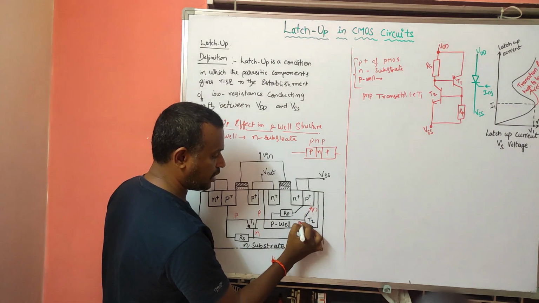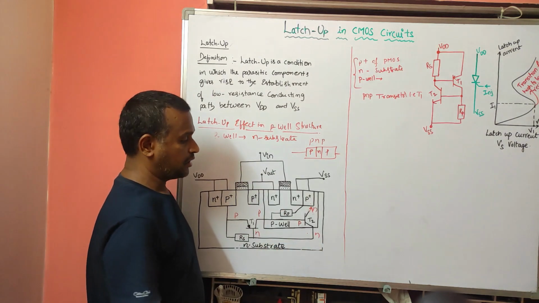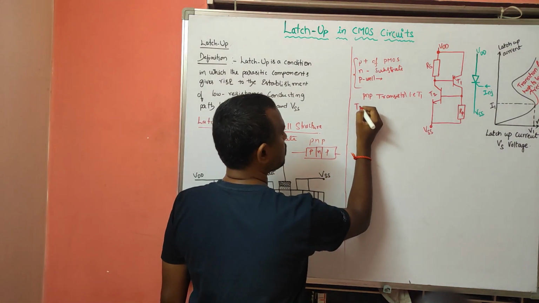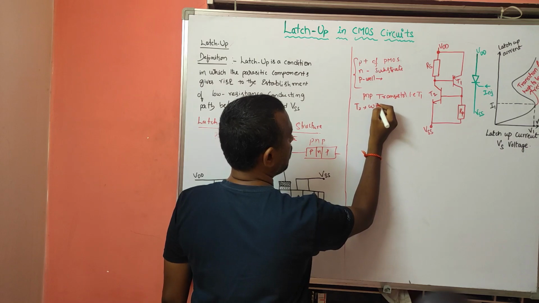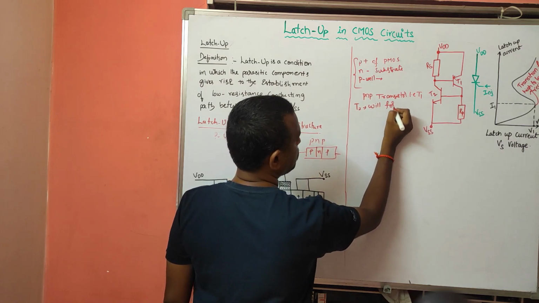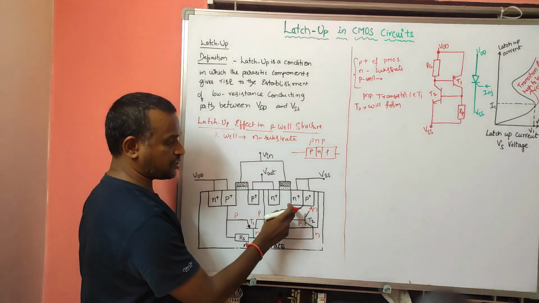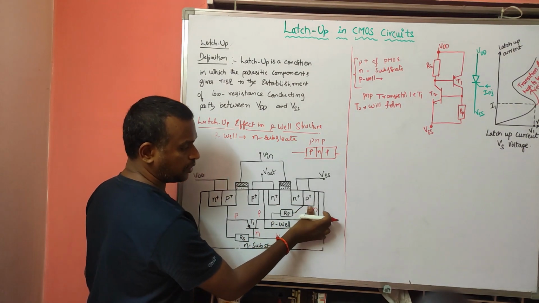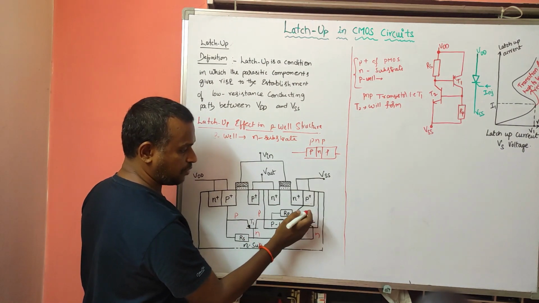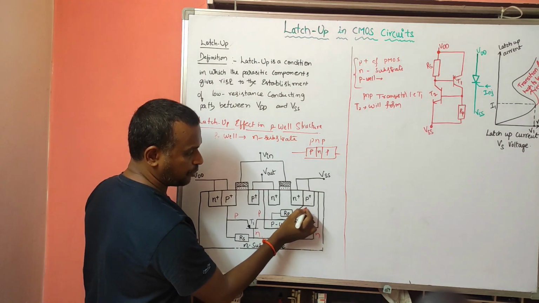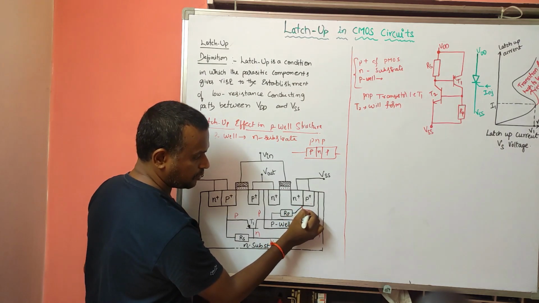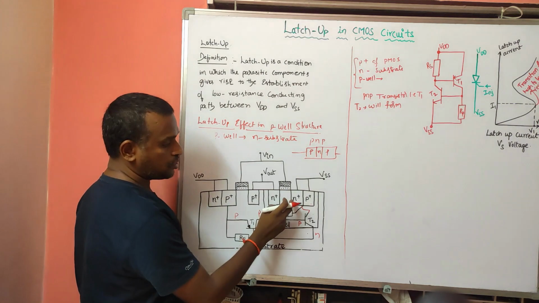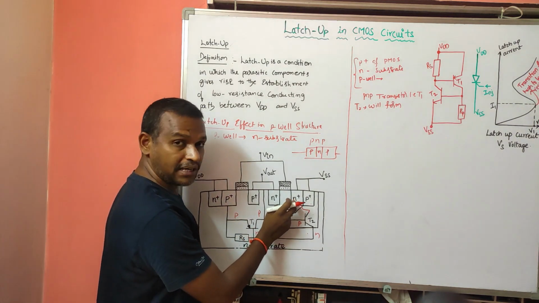it is P and N. The transistor T2 will be formed, the transistor T2 will form between N plus. Here it is formed due to this one. So this is N plus.